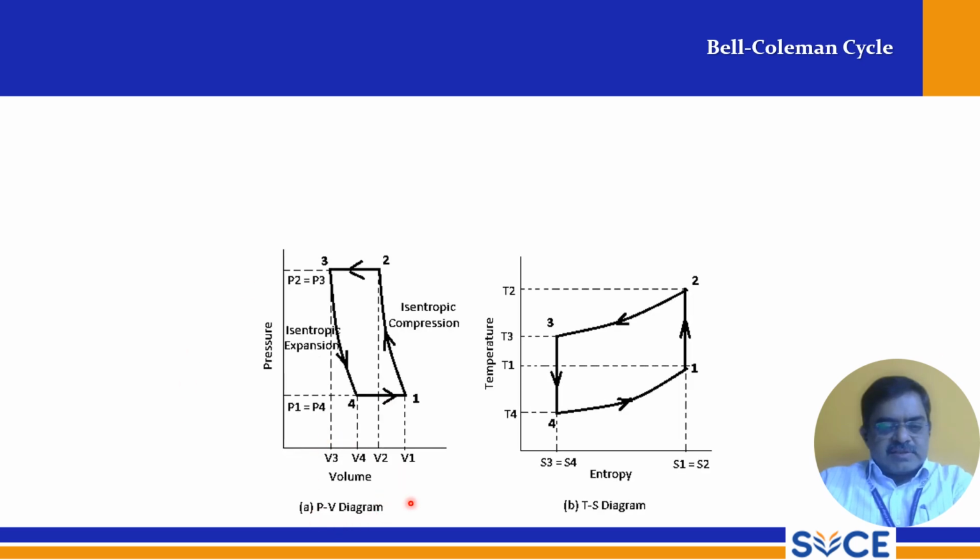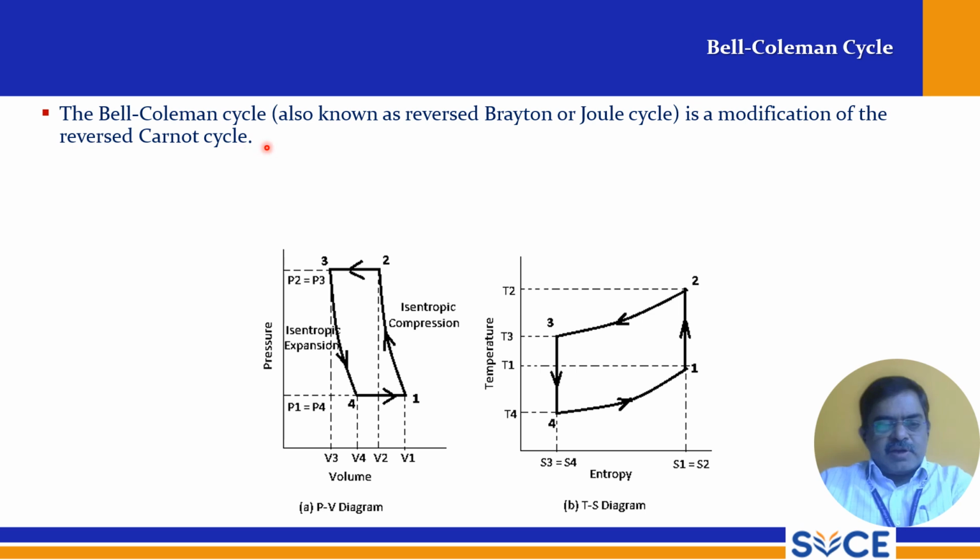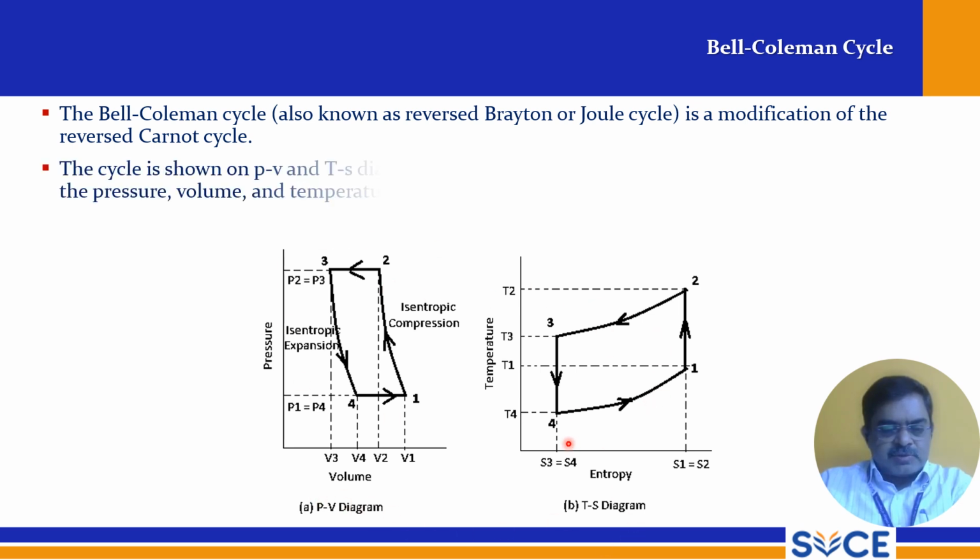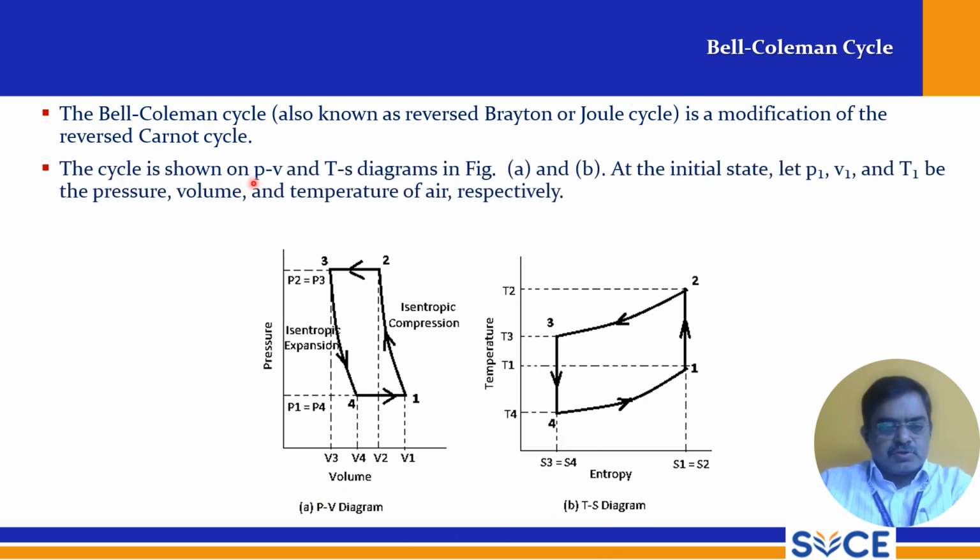So here this is the cycle, students. There is no isothermal process here, but we have isentropic processes, constant entropy processes, like our reversed Carnot cycle. The Bell-Coleman cycle, also known as reversed Brayton or Joule cycle, is a modification of reversed Carnot cycle. When it is practically applied, these curves are obtained. These are the PV diagram and TS diagram. The cycle is shown on PV and TS diagrams.